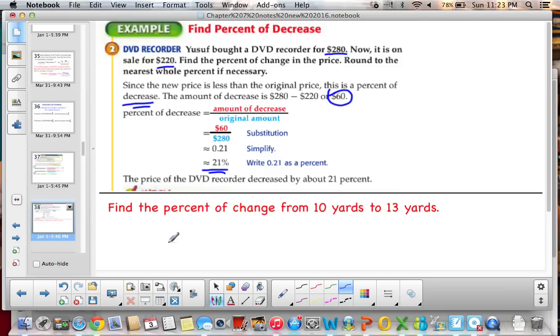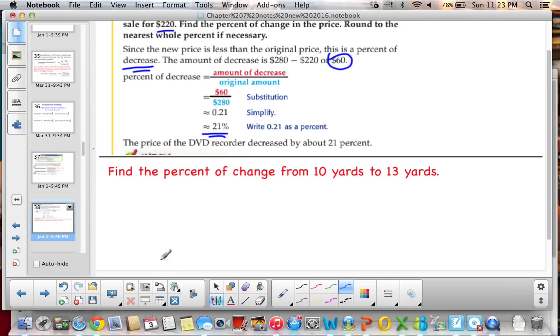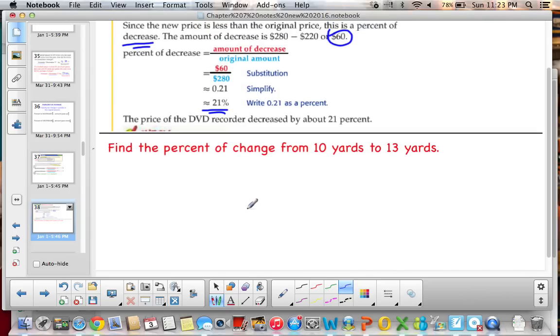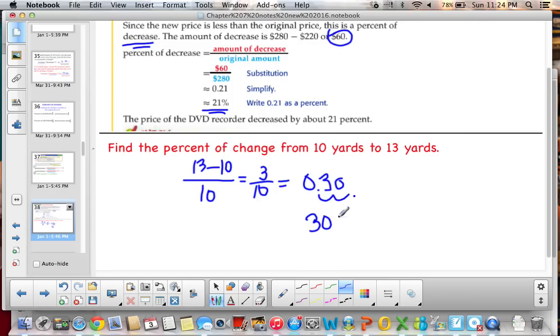Okay, if we want to find the percent of change from 10 yards to 13 yards, we're going from 10 to 13, so this is a percent of increase. We find the amount of change, so we take 13 minus 10, and then we have our denominator be the original amount, which is 10. So then we have 3/10, which is 0.3. And then we convert it to a percent, so we have to move the decimal over 2 and add that 0. So 0.3 is the same as 30%. So a 30% increase is what we would say.